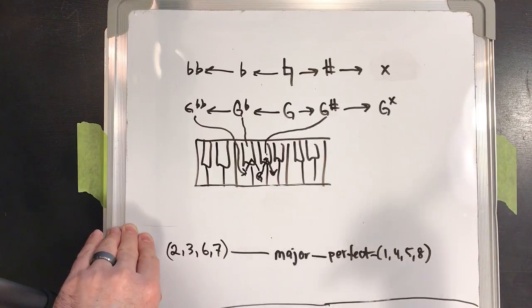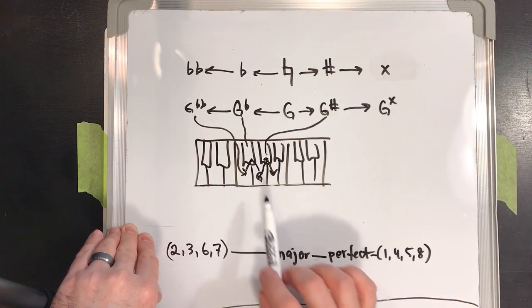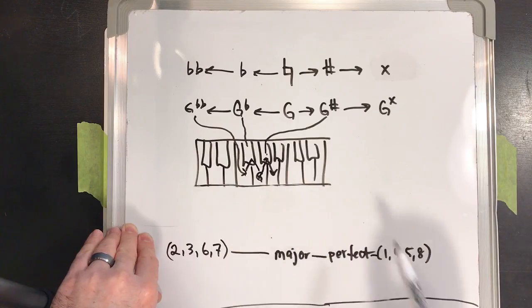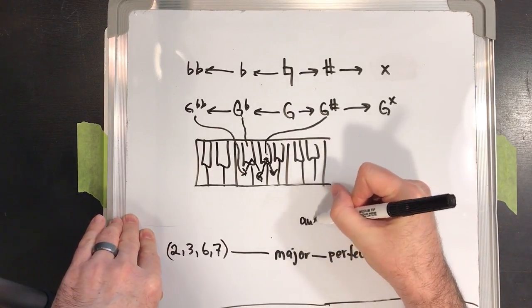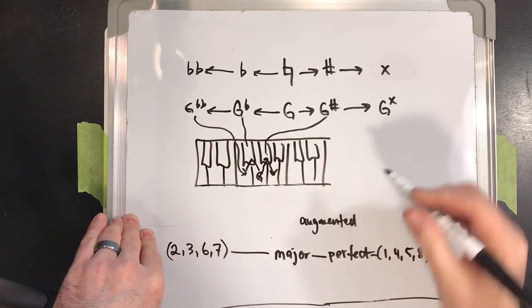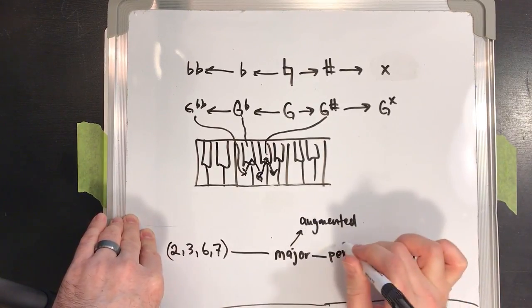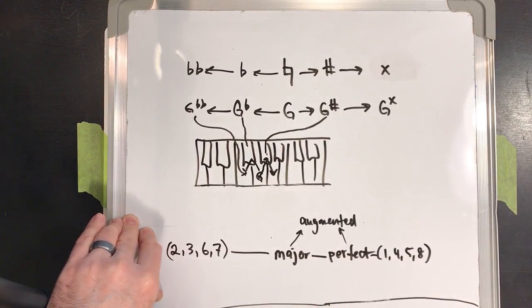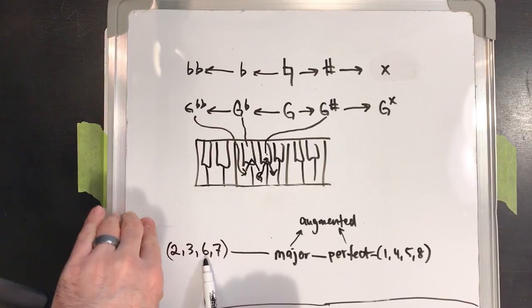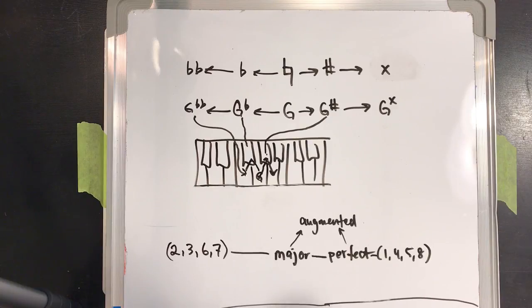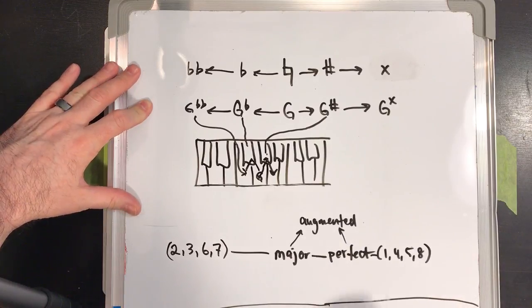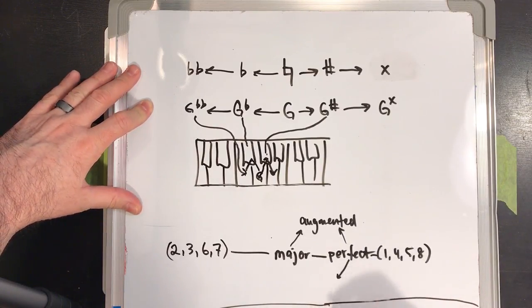Now, if we want to go up one, let's say we go G to here. We want to go up a step from a major second. We want to go higher than that. Then what we do is we go to what's called augmented. So going up from either a perfect or a major is augmented. So if we have a major sixth and we go one step higher, that makes it an augmented sixth. And if we have a perfect fifth and we go one step higher than a perfect fifth, we would go to an augmented fifth.